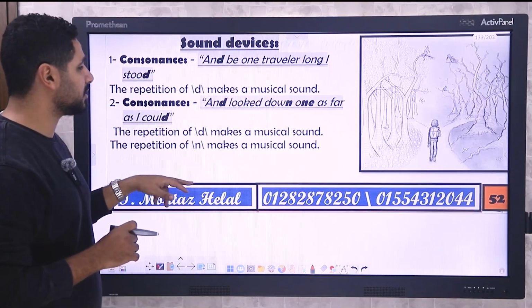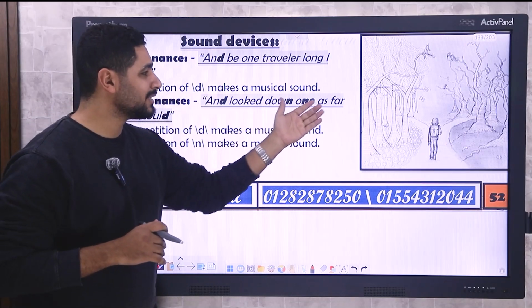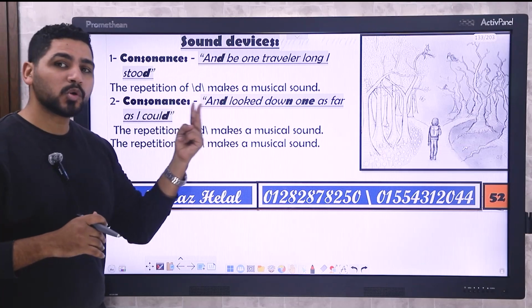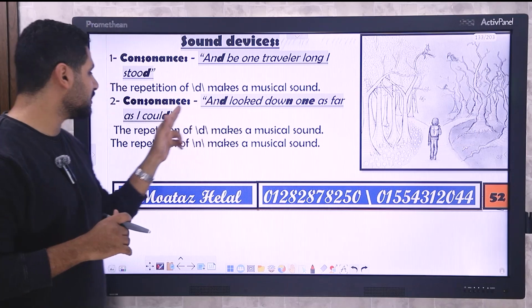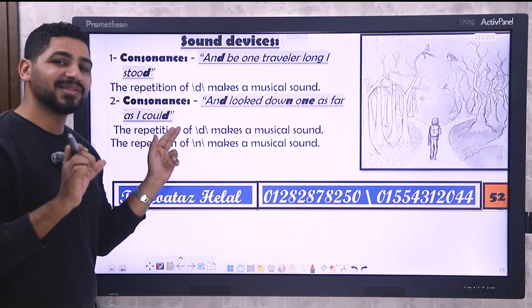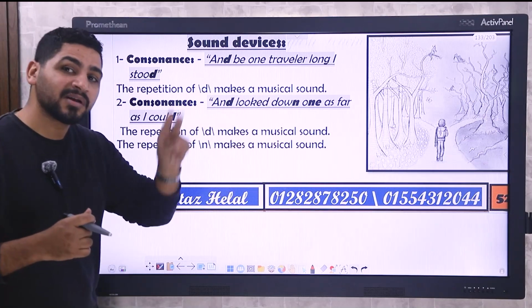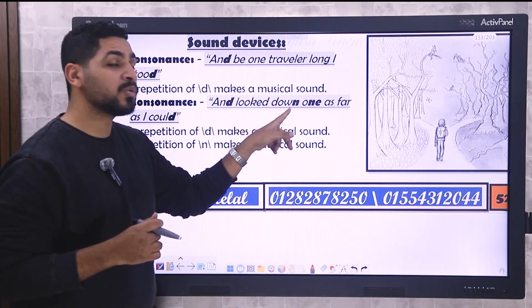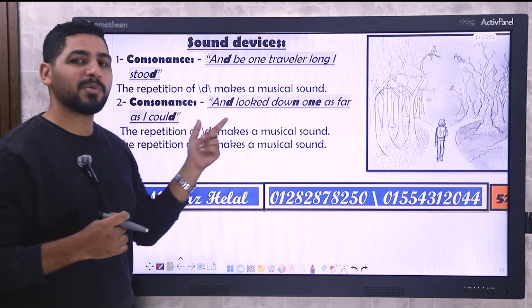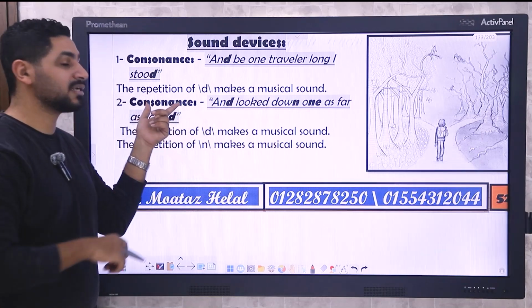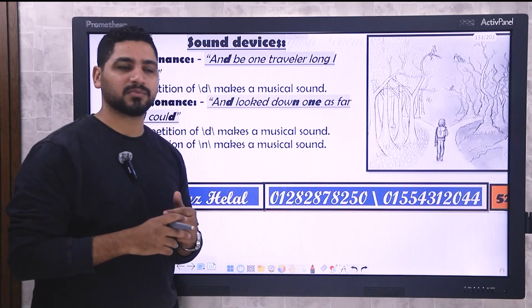We have another line here. It's another consonance, and looked down one as far as I could. We have two words that end with the same sound, like the words and and could. They both end with the d sound, and this repetition makes a musical sound. We have another consonance with the words down and one. They both end with the n sound, and this is another consonance. So we say the repetition of n makes a musical sound.